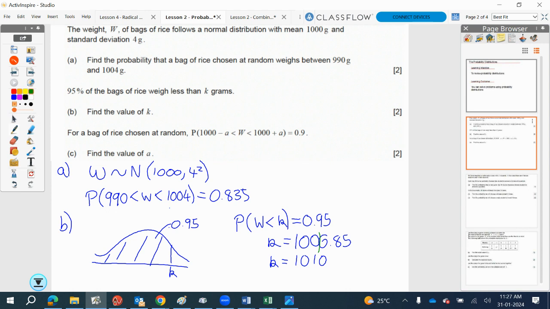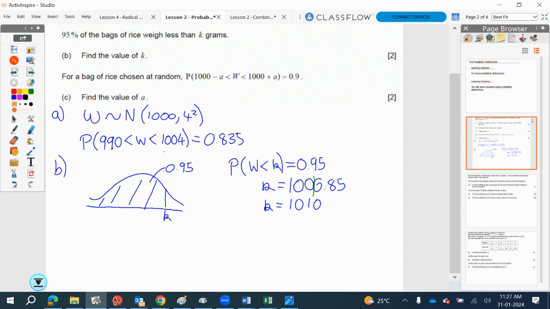In questions that are similar to this, sometimes you have to do 1 minus 0.95. How do you know? Left tail. If we read the question, it says 95% of bags weigh less than K, so I draw this diagram. If the question had said 95% of bags weigh more than K, then the area would be here. But if you see how I'm putting it into the calculator, there's no way of differentiating those two.